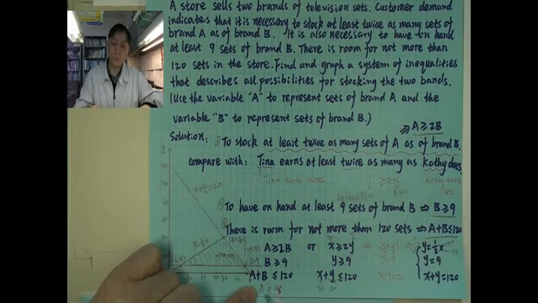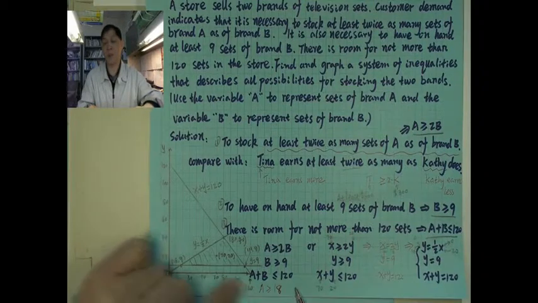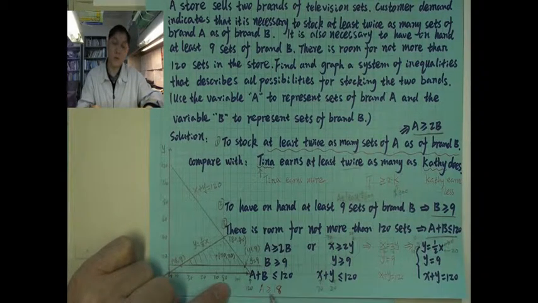Then you may find out if B is at least 9, of course A should be greater than 18. But this one may not be necessary. If you didn't have this one, it would not come out wrong.